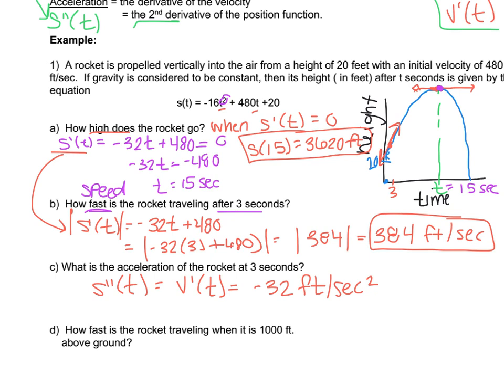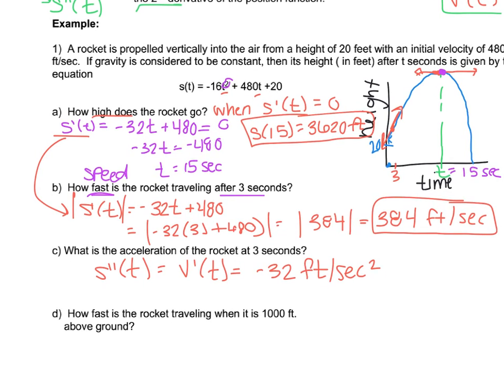So those of you who are in AP Physics at all during high school, this will start to look familiar to you guys. Okay, the last one here, part D: how fast was the rocket traveling when it was 1,000 feet in the air? This is an interesting question because we're asked how fast, which is speed, when it's 1,000 feet in the air. This is the first thing we need to answer. So this is kind of our first step. When was it 1,000 feet in the air?